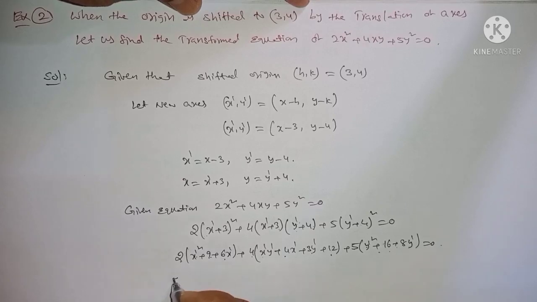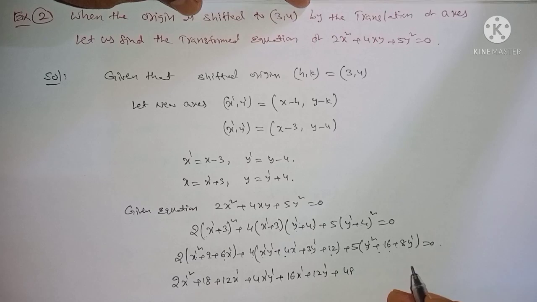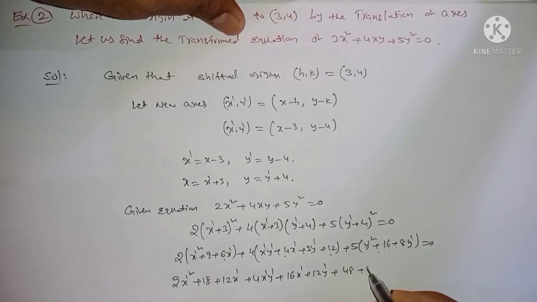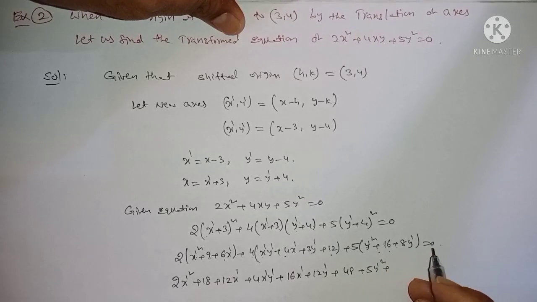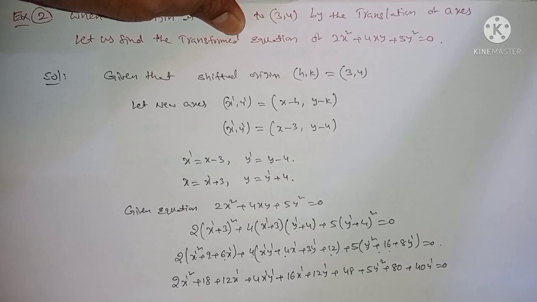Again you can simplify: 2x'² + 18 + 12x' + 4x'y' + 16x' + 12y' + 48 + 5y'² + 80 + 40y' = 0, where 80 is 16 into 5.